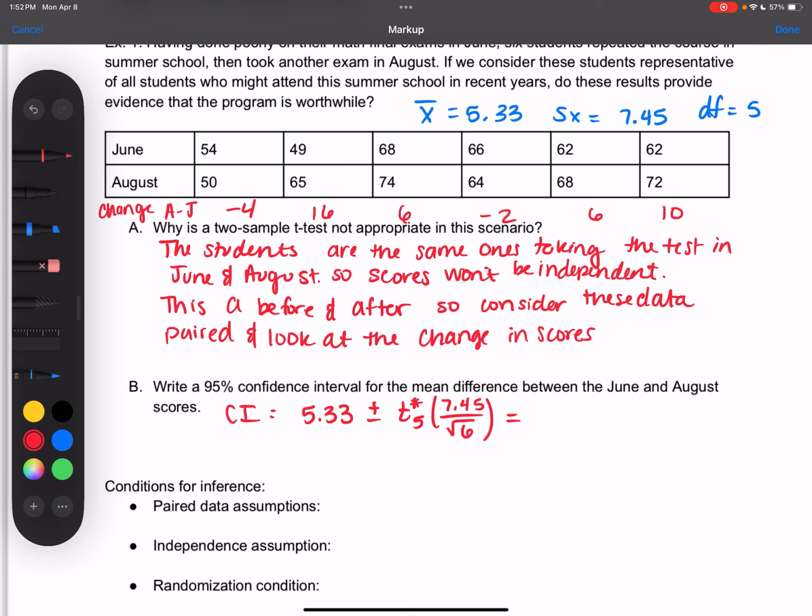Let's see. So we're at 95%, so two-tailed. 2.571 is the number that's going there. And this is going to end up coming out to give us, just for the sake of time, negative 2.5 to 13.1.